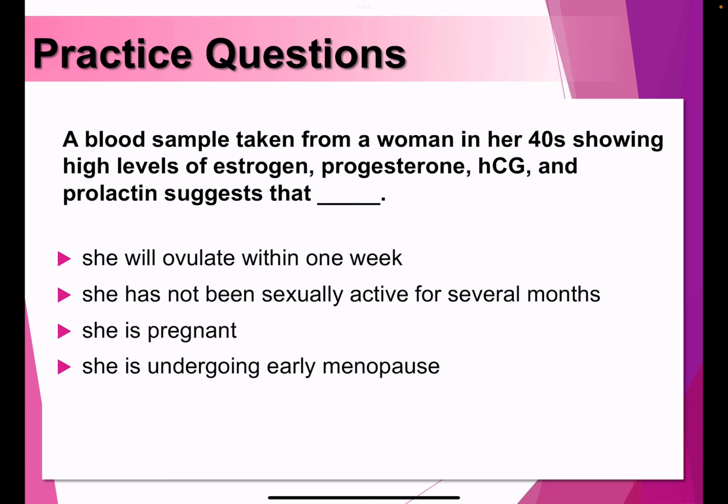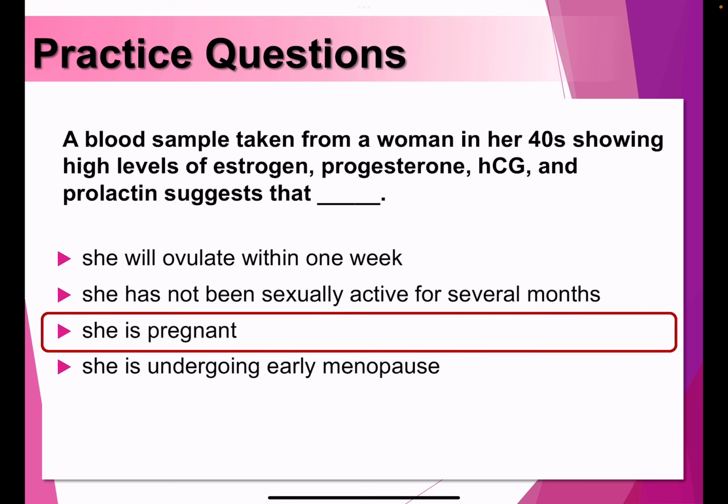A blood sample taken from a woman in her 40s showing high levels of estrogen, progesterone, HCG, which is the human chorionic gonadotropin, and prolactin suggests that. So this hormone I didn't talk about because we didn't talk about development of the baby, but this is usually what is detected in pregnancy tests because this hormone is produced by the embryo itself. So once the embryo starts making this hormone, this is what tells your body, hey, you're pregnant and you need to keep that baby in the womb. So when a woman has all these hormones, she is pregnant.